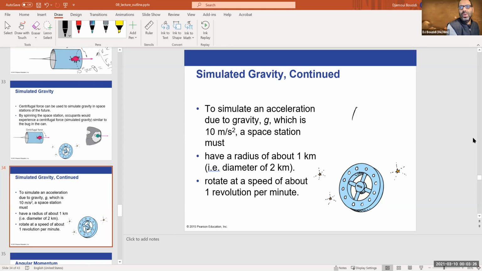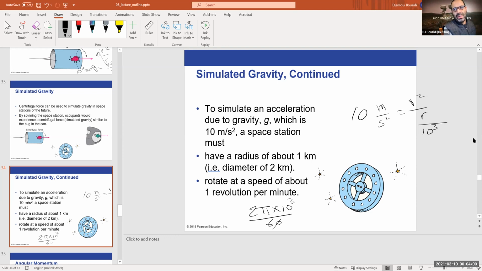This is basically what you're going to do. You want 10 meters per second squared to be v squared over r. If r is 1 kilometer, so this is 10 to the power 3 meters, and the velocity needs to be 1 revolution per minute. That means 2 pi times the radius, which is 1,000, okay? So this is the circumference per minute, which is 60 seconds. Cancel the 60 with this number in here and do the math.